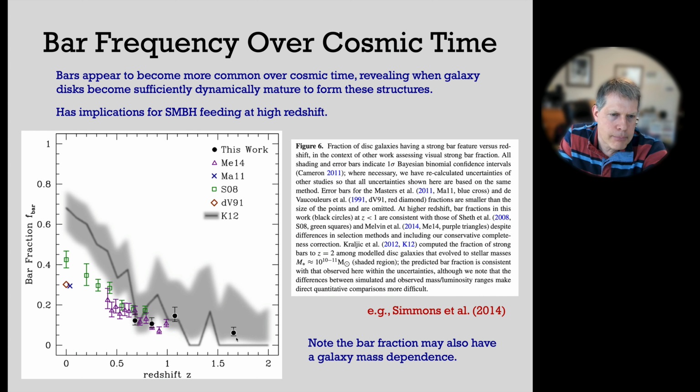But broadly, it appears that the bar fraction rises over cosmic time, indicative of galaxy disks becoming sufficiently dynamically mature to be able to form these structures. And of course, this has implications for supermassive black hole feeding at high redshift. If there aren't many bars at high redshift, one would want to consider other modes of feeding. And we'll talk about some of that later on.